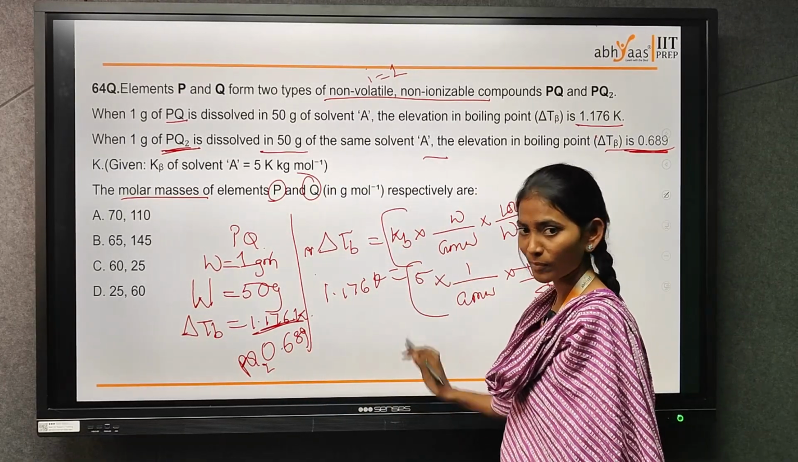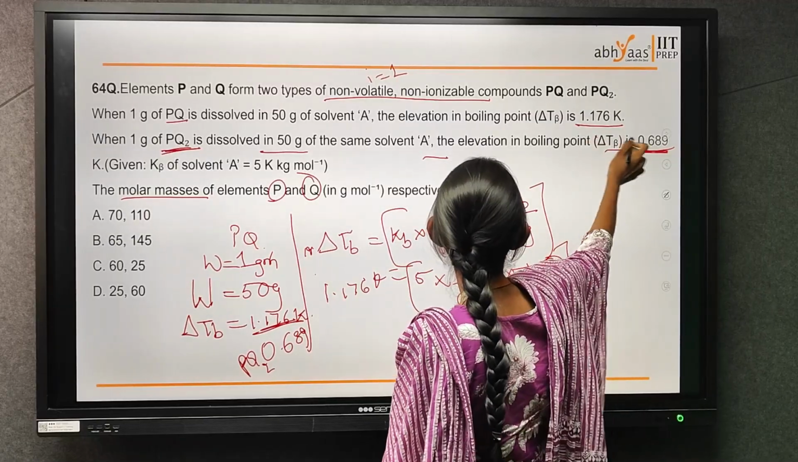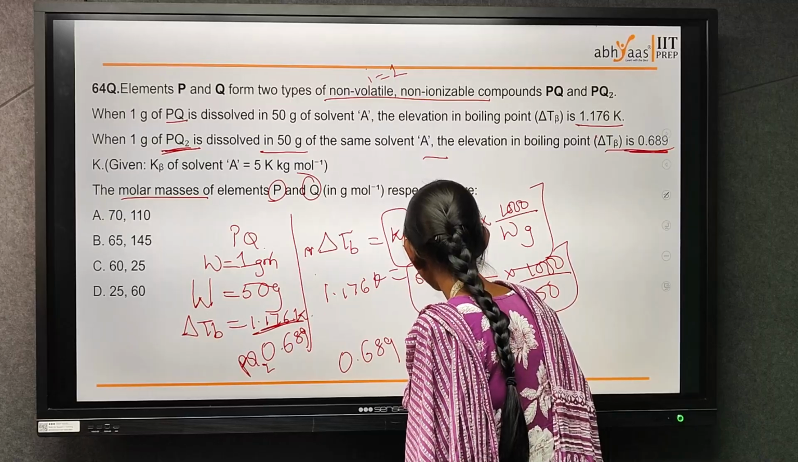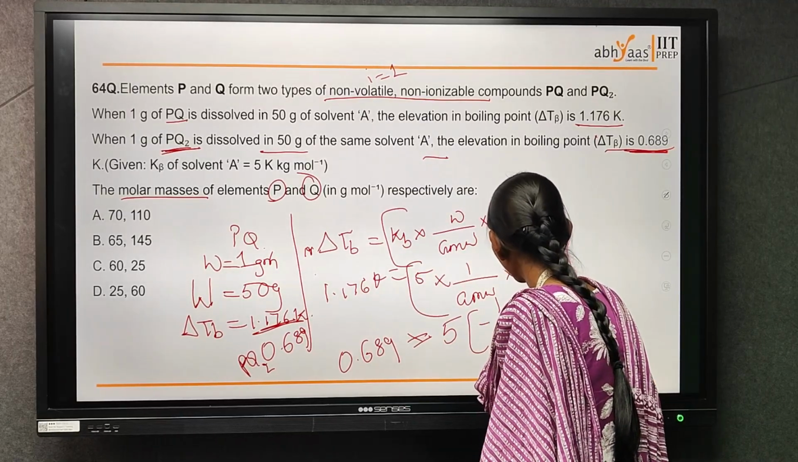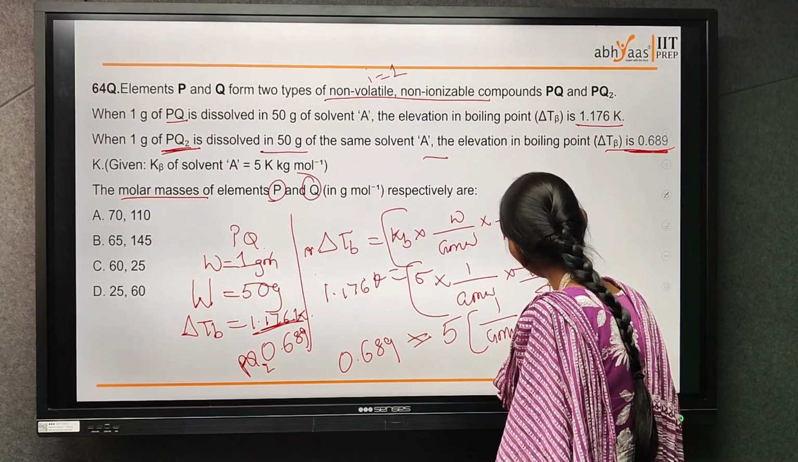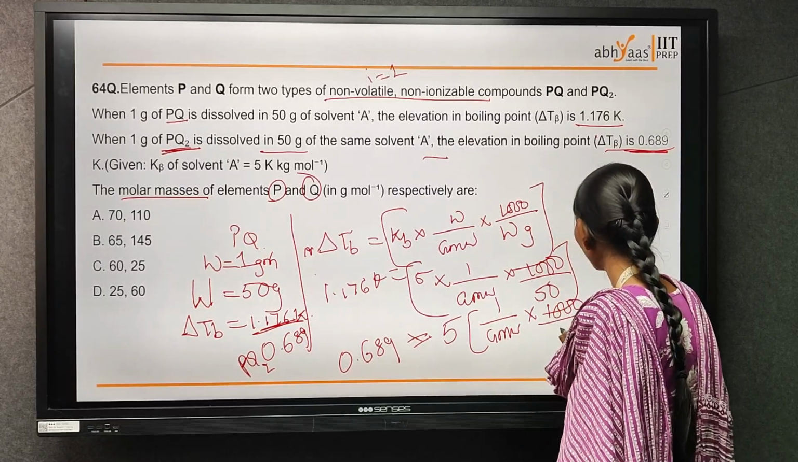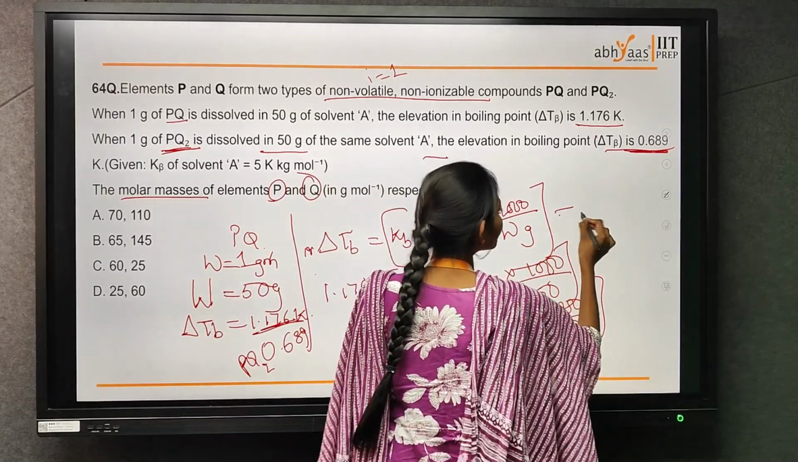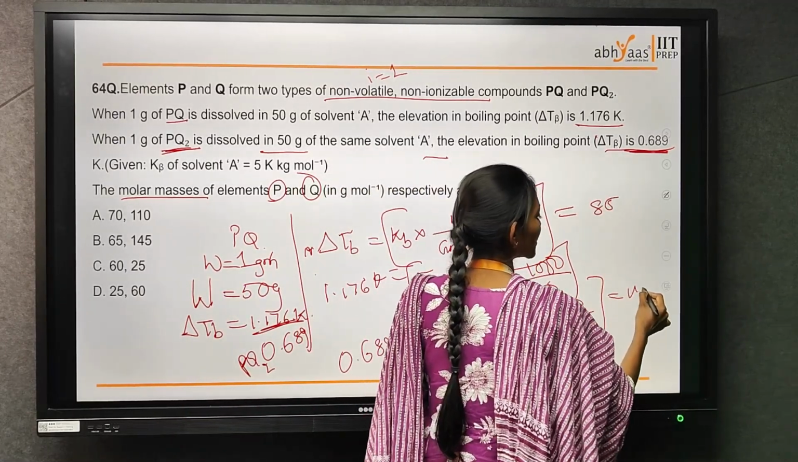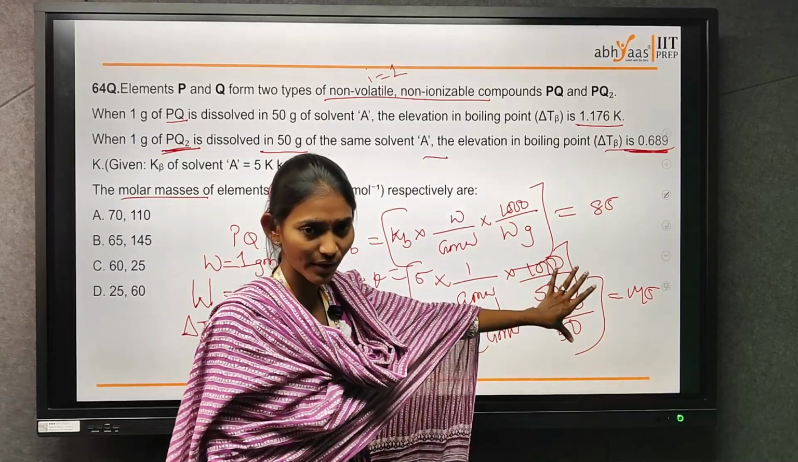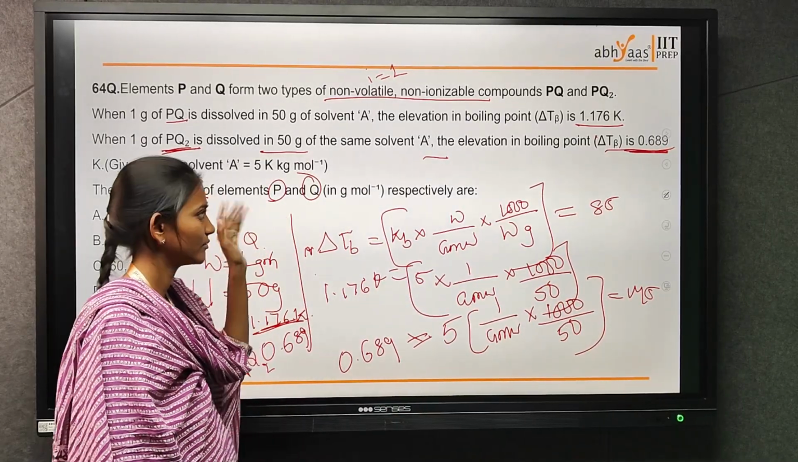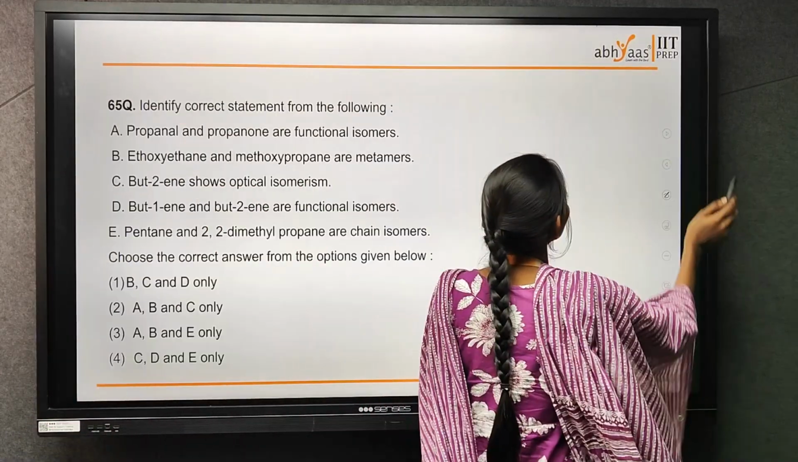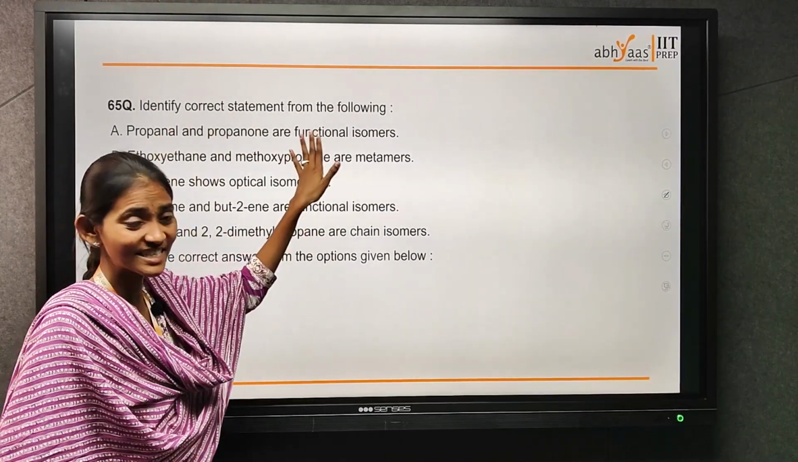When you are applying the same formula, but here the elevation of boiling point will be 0.689 is equal to 5 into 1 by gram molecular weight into 1000 by 50. Upon doing this calculation, you will get some value. So how much here? 85. Here 145. When you are doing this calculation, you will get some answer, right? So the answer will be 560. Do the calculation. Okay.